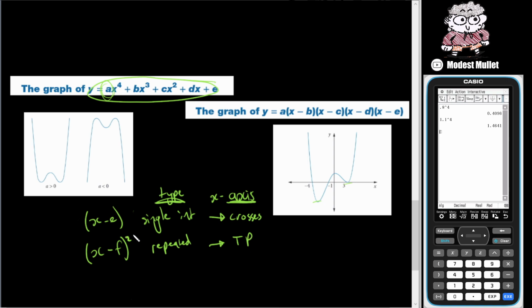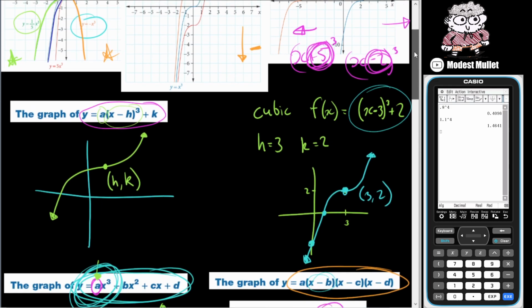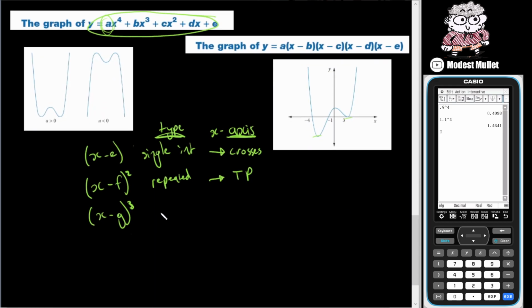Because we're in the form of quartics, we can actually go to a cubed factor. Now, what happens if it's a cubed factor? Well, let's think back to what a basic cube graph is. It's a point of inflection, and that's what happens at the intercept. It actually turns into a point of inflection. So we're starting to build a similar trend.